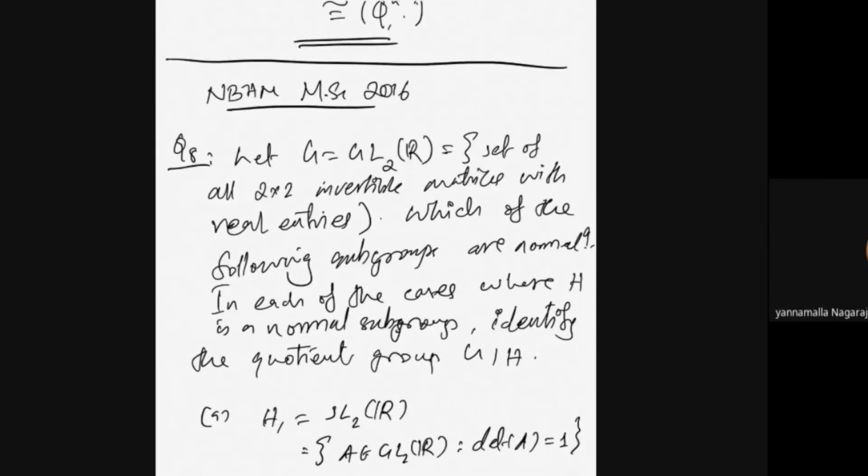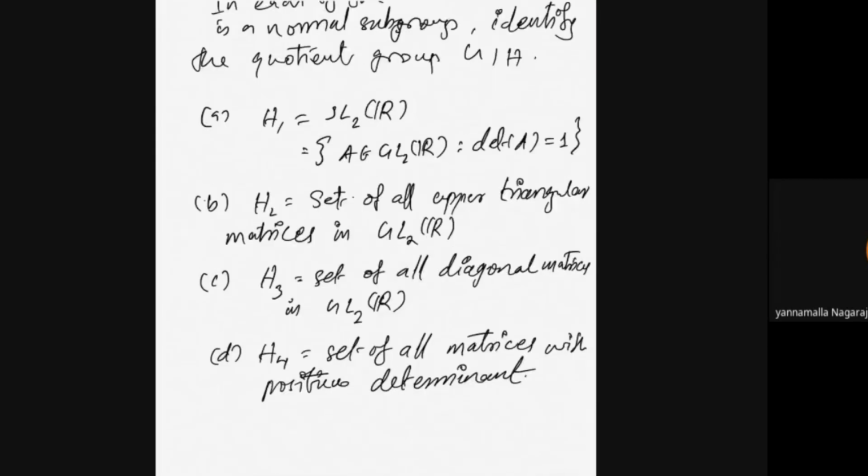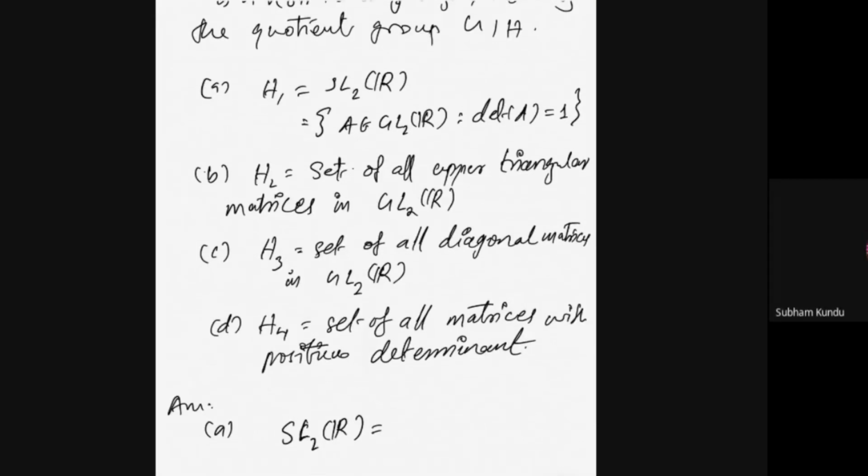So the first option is basically SL2R, 2 by 2 invertible matrices with determinant 1. Is that a normal subgroup?